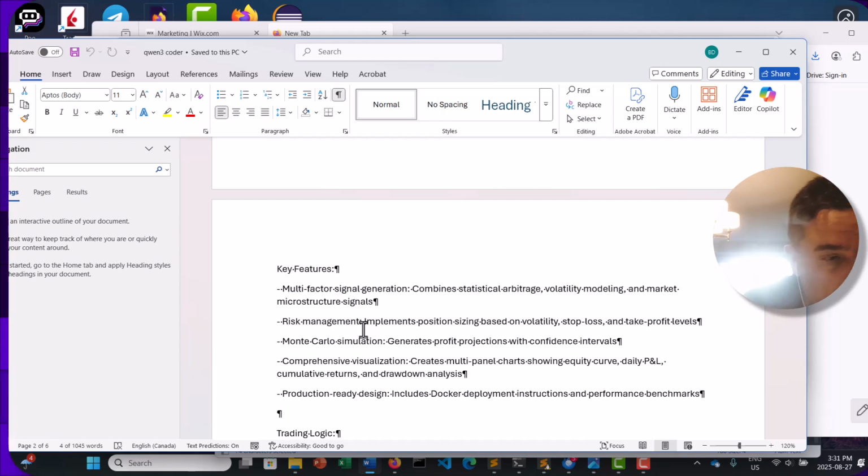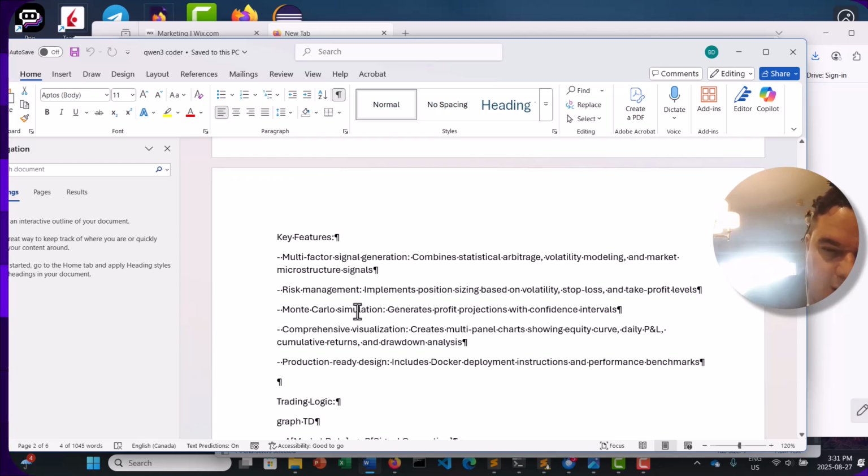You can't do that. The only way you can do this is through cloud solutions or use an application directly on one of the popular LLMs. Risk management implements position sizing on volatility, stop loss, and take profit levels. This is another one. This is really important. Monte Carlo generates profit projections with confidence intervals.